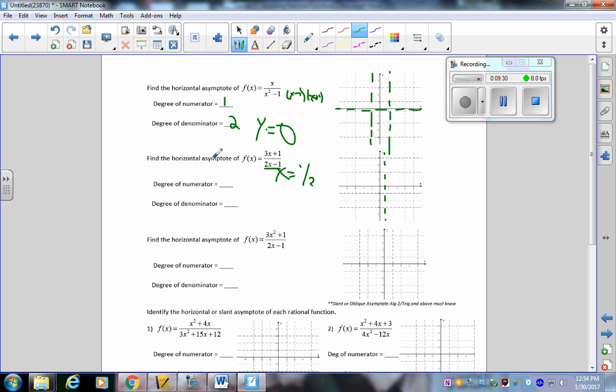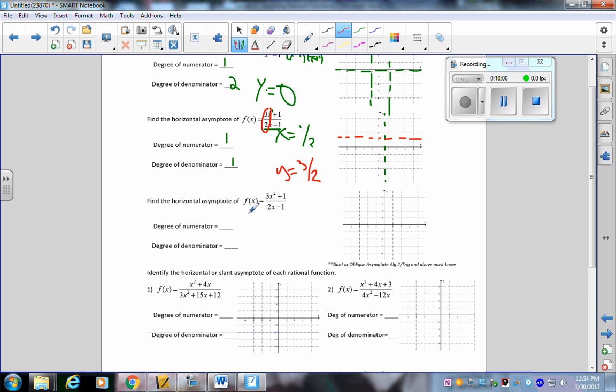Okay, so for my horizontal, the degree on the top is 1 because that's an x to the first. The degree on the bottom is 1. Since they're the same degree, this is the situation where it's going to be the ratio of the leading coefficients. So look at the numbers in front, and it's 3/2. So it's y equals 3/2, or 1.5. This is also going to be a fraction. 3/2 is at 1.5, and we just dash it in. Okay, so that's my horizontal asymptote.